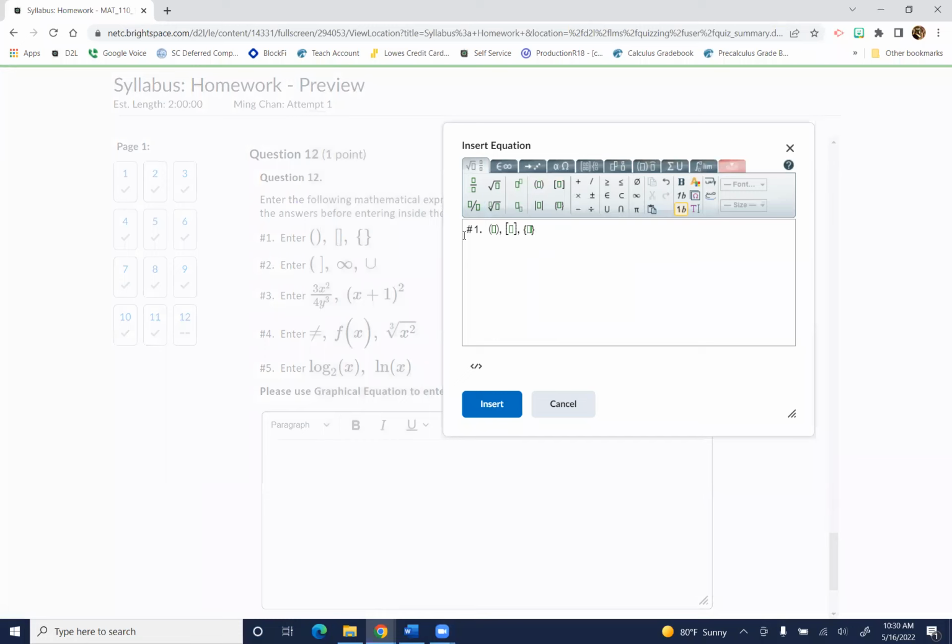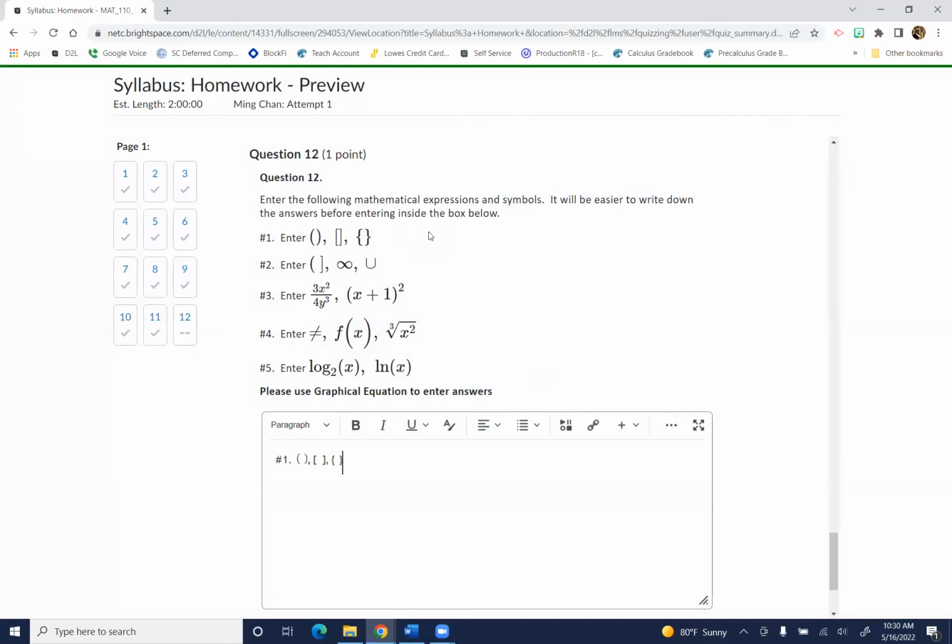So once I type in one line of answer for number two, I will actually come back into graphical equation. So I insert for number one. Now, if you type in all these together under the same graphical equation, then you are not going to see everything you entered. Okay, that's the reason why you want to enter one row of answer at a time.